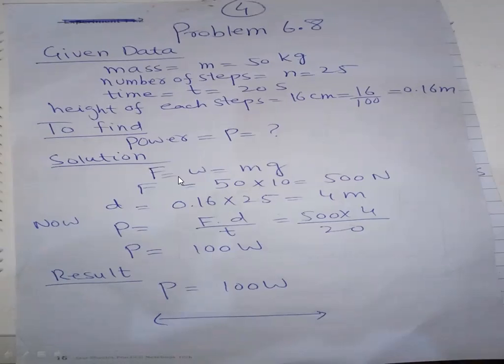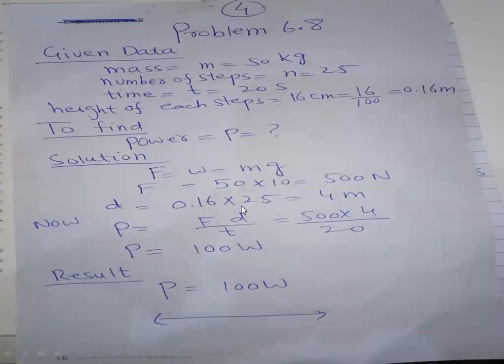So how do I find force? Because force is not given to me. That's why I use the formula F is equal to W, and W is equal to mg. My mass is 50, and the value of g is 10. If you multiply this, you have converted this into Newton. Force is 500 Newton, 50 multiplied by 10 is 500 Newton.